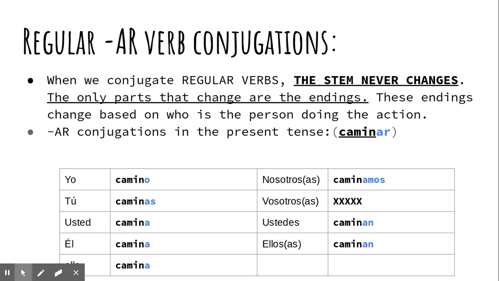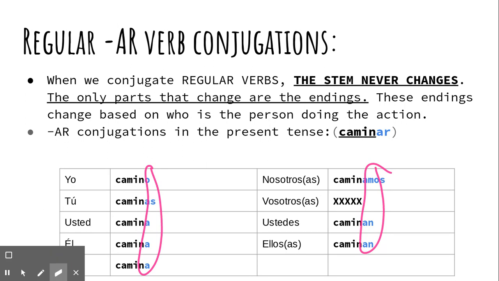So make sure you underline all your stems and follow these endings as you complete the conjugation on the next slide. All you need to do is keep the endings, actually keep the stems, and add those endings to your conjugations.